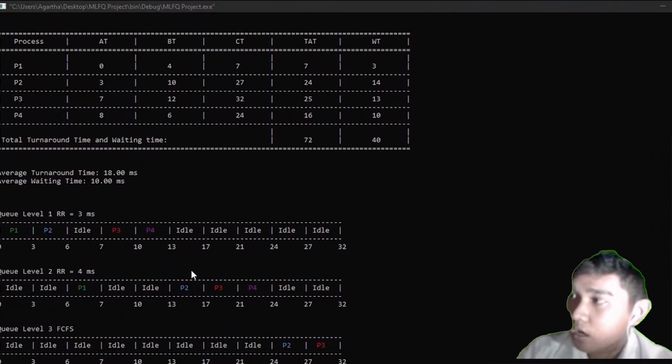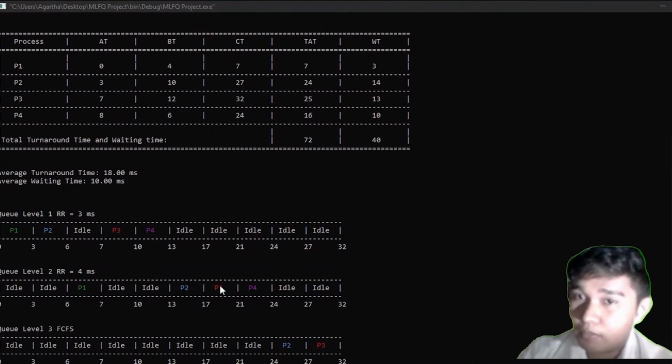So at queue level 2, at time 13, P2 was first executed. Since P2 has a remaining 7 milliseconds burst time, and queue level 2 has a 4 milliseconds quantum time, 7 minus 4 is equal to 3, so P2 has a remaining 3 milliseconds burst time. So P2 ended at time 17, and P3 was ready to execute.